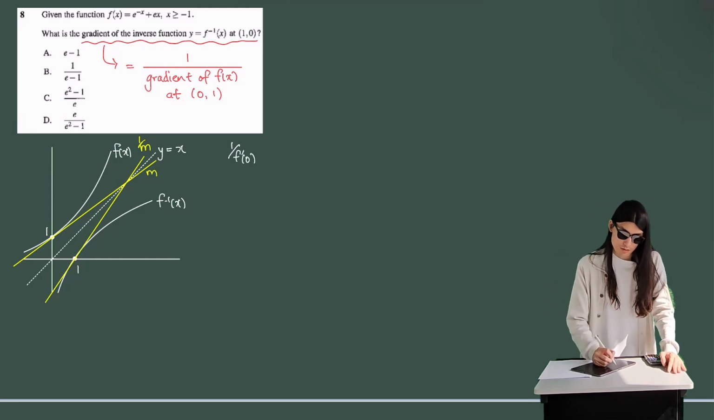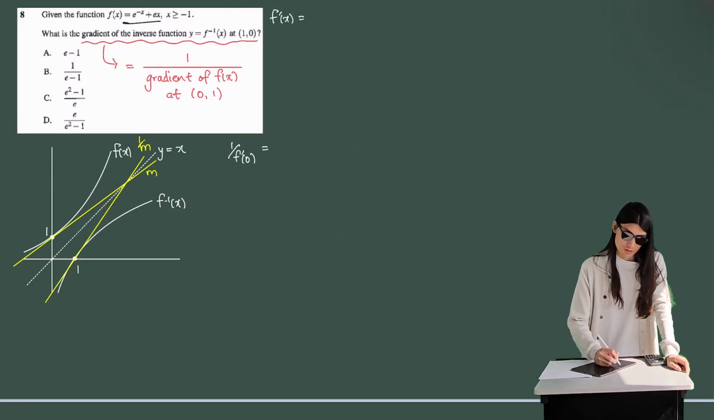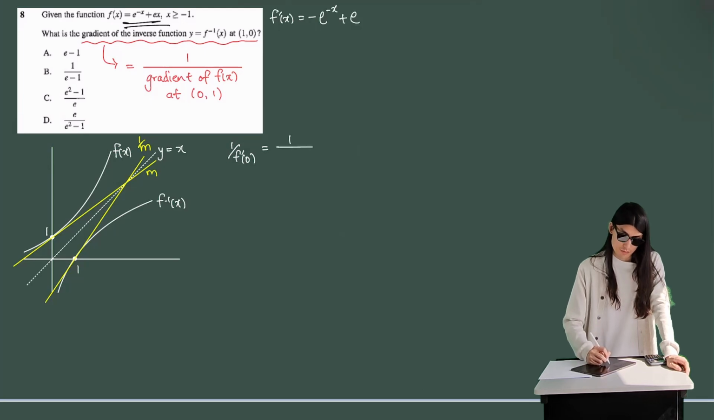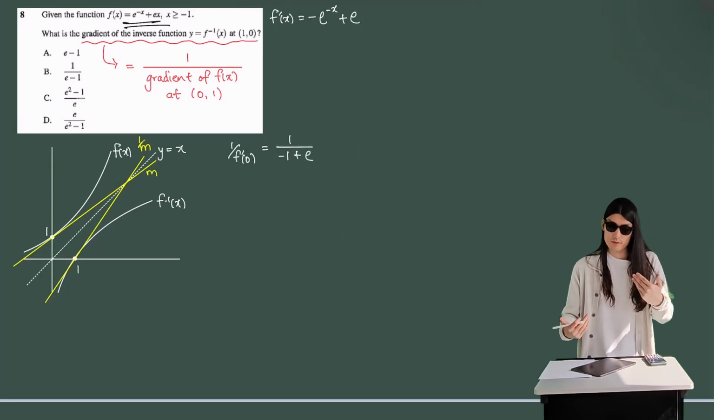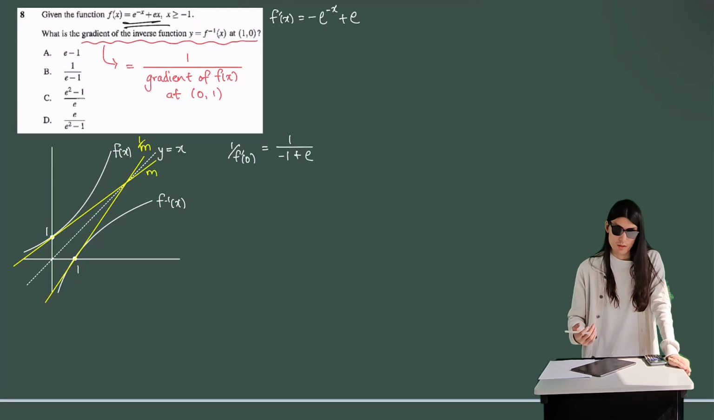Okay. And well, what's f dash x? F dash x, the derivative of this, is e to the power of x, negative e to the power of negative x plus e. So what's f dash 0? 1 over negative 1 plus e, isn't it? Why? Because e to the power of 0 is 1. Correct?